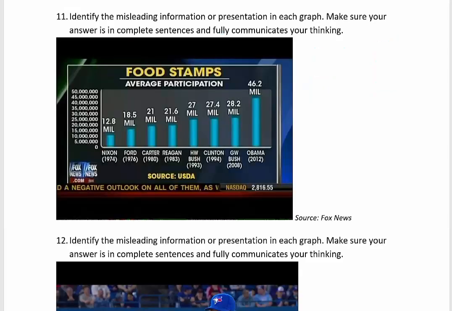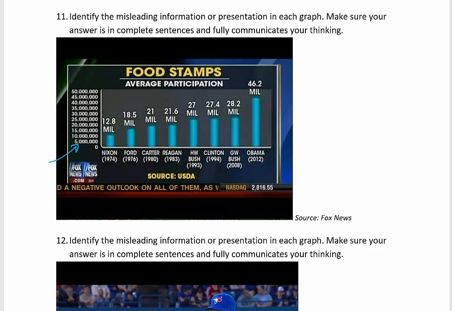All right, question 11. Identify misleading graphs or statistics here. So we're looking at food stamps and average participation. So we check over here on the left for a compressed graph, because that's a usual trick. No, it's not a compressed graph. Notice 0, 5 million, 10 million, 15 million. We're starting at 0, and we're going up by that much.